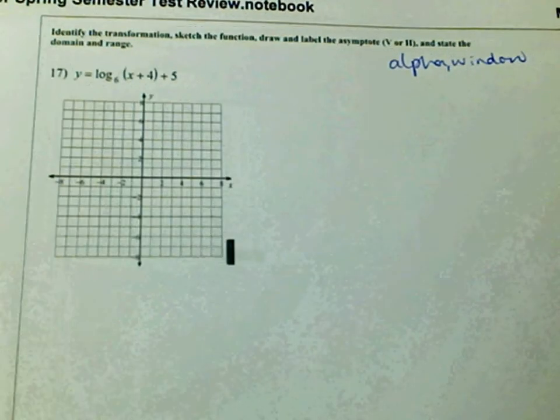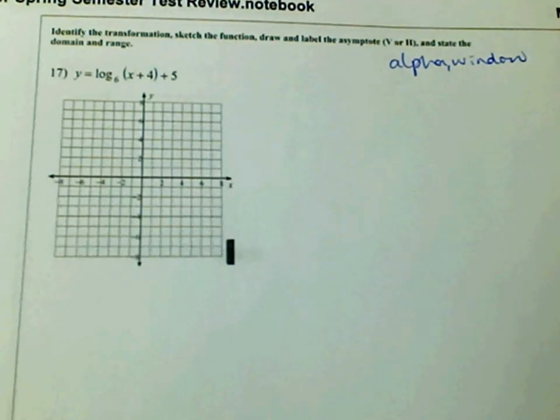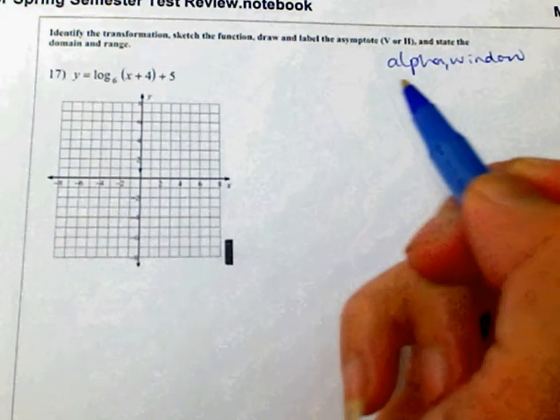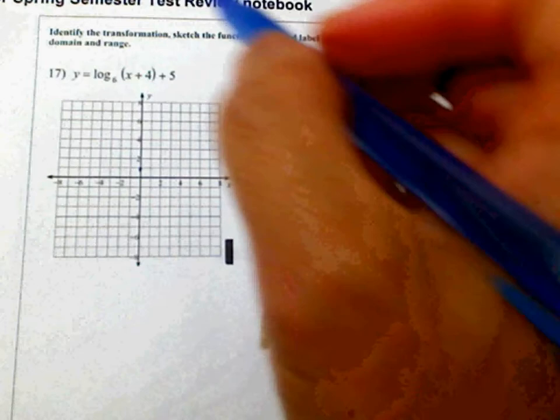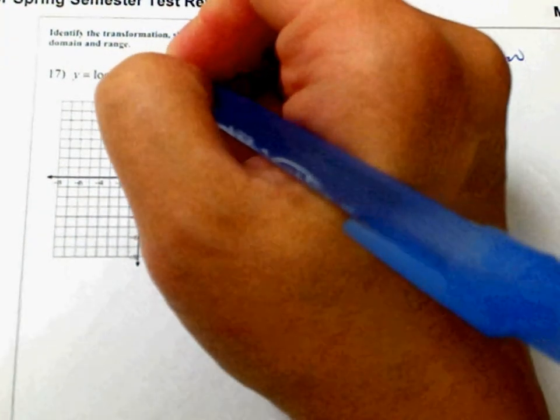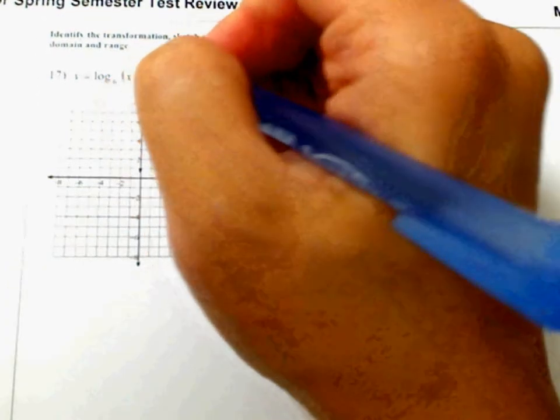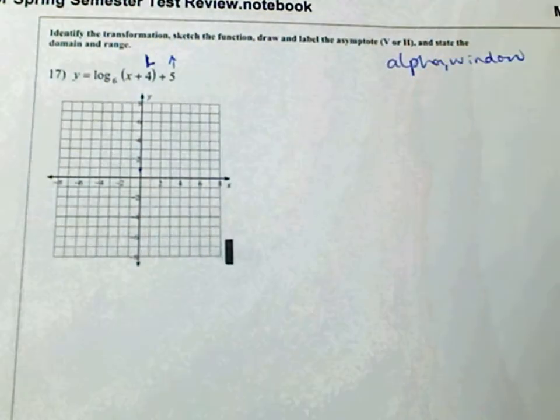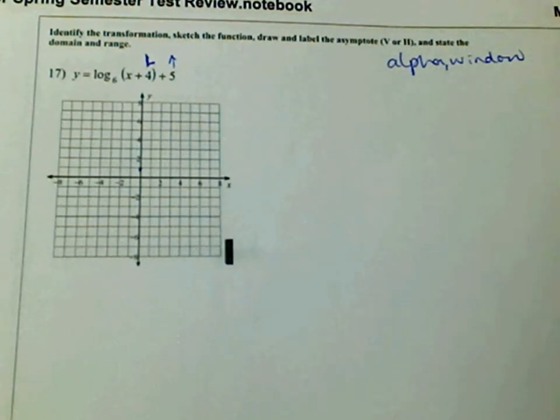Alrighty. Now if you take a look, it always starts at 0, 1, right there. Plus 4 tells you you are going to move left. Okay? Plus 5 tells you you are going to move up. That's what that means. So, take a look at this moment, and you will kind of see what it is doing.